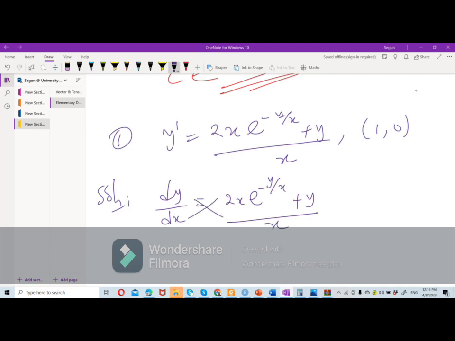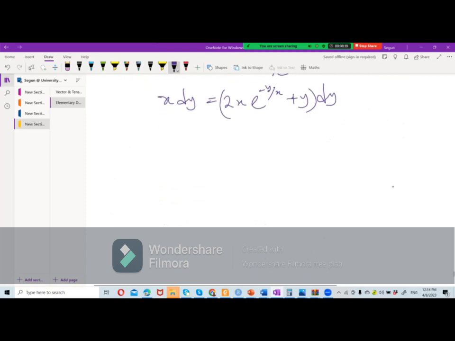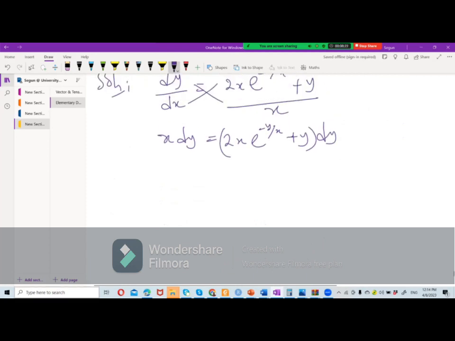So we can cross multiply, and when we cross multiply, we have x dy equals 2x exponential minus y over x plus y, everything multiplied by dx, because the x will cross multiply to the other side. In this case, there are certain things we need to know.